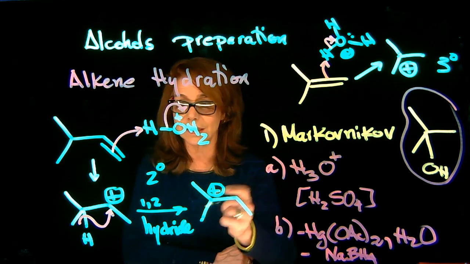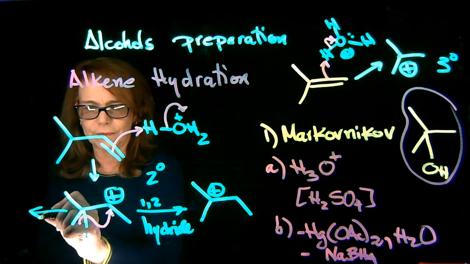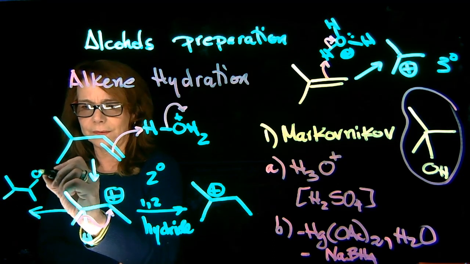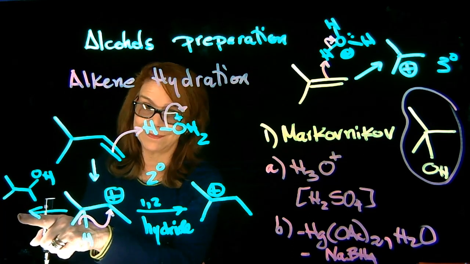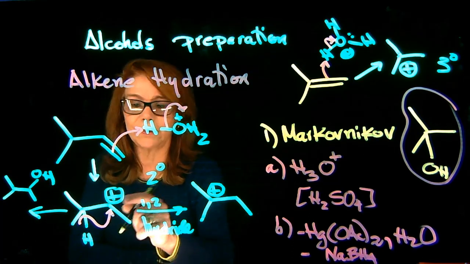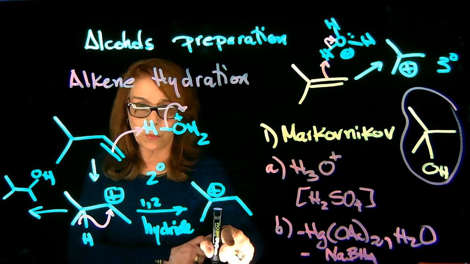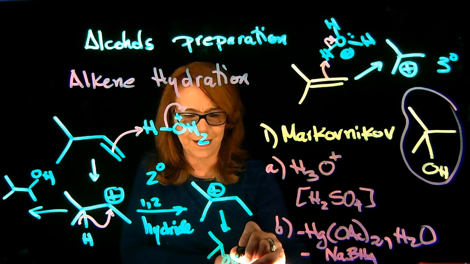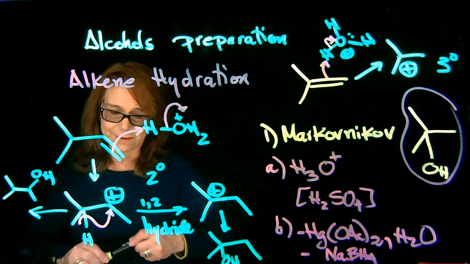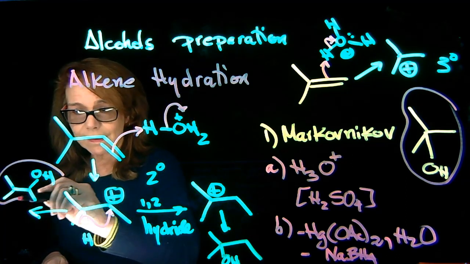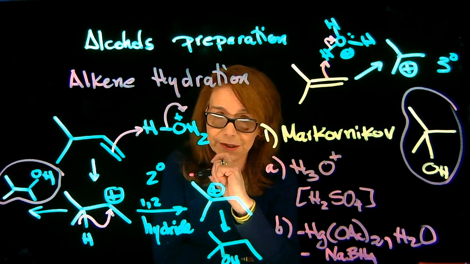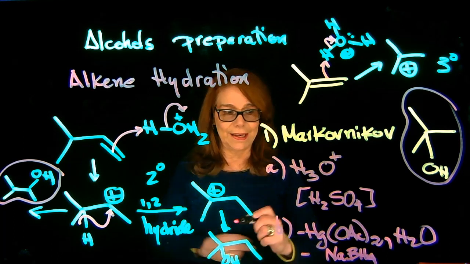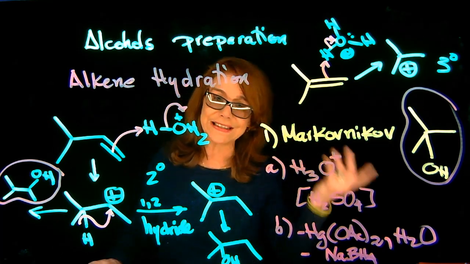Now, if you wanted the alcohol coming from this carbocation, which will be this, you're not going to get it because this carbocation, being secondary, is not as stable. So you will have a 1,2 hydride shift, and the final product will be this alcohol instead of what I wanted. I wanted to make that. It's not going to happen using this reagent. So that's when we use the mercuric acetate, and then you do mercuration-demercuration.